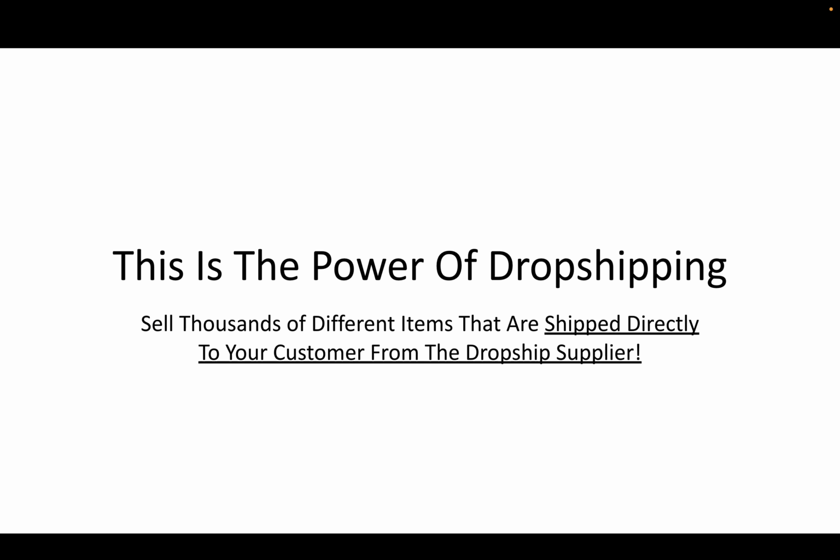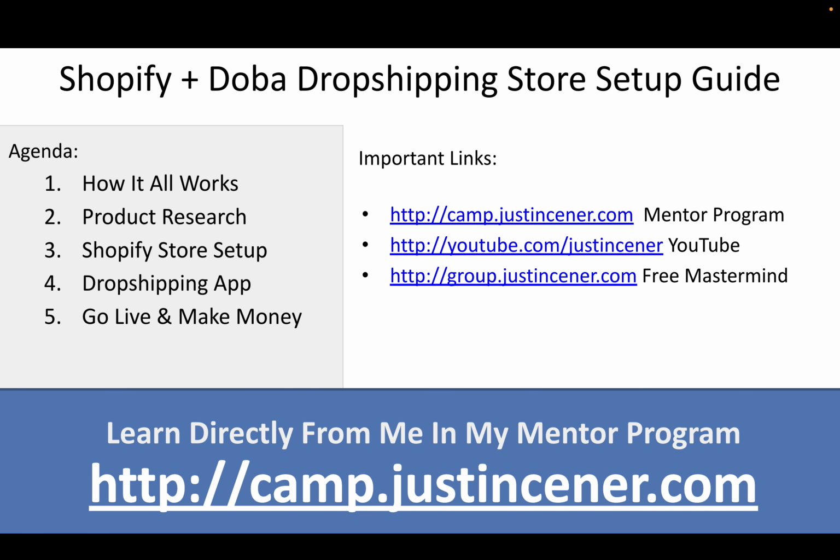This is the power of drop shipping. You could literally sell thousands of different items that are shipped directly to your customer from the dropship supplier. We don't have to do anything other than make the sale and collect the profits. It's that powerful. And again, it's all about Doba Dropshipping and Shopify. That's going to be the two major players here. And we're going to dig deeper now into Doba, and I'm going to show you how to find the products that you're going to eventually start selling in your store.